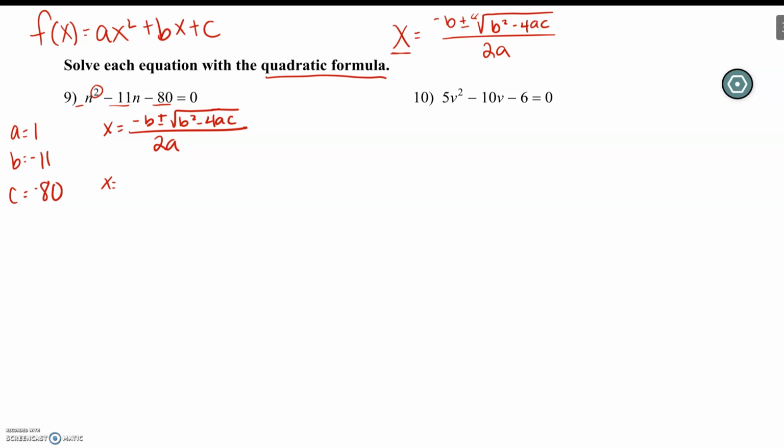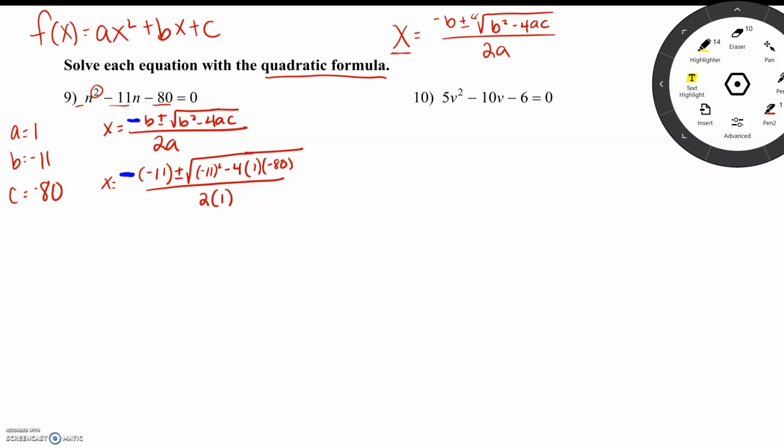All right, so now you can see we have three values, and we have those a, b, and c over here. So we substitute them. Negative 11 plus or minus a big square root of negative 11 squared minus 4 times a times c, all over 2 times a. One thing that you really need to take note of is that negative does not change what your b value is.